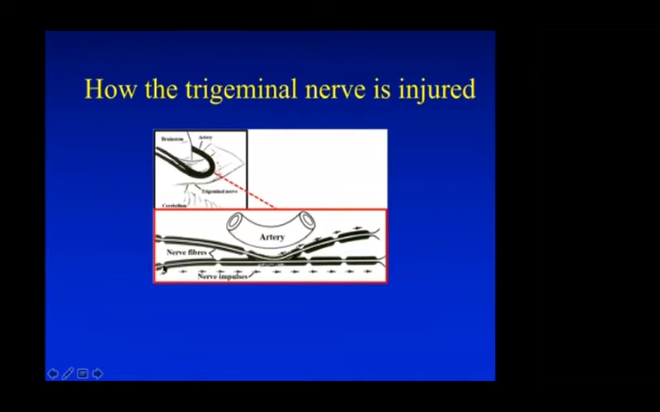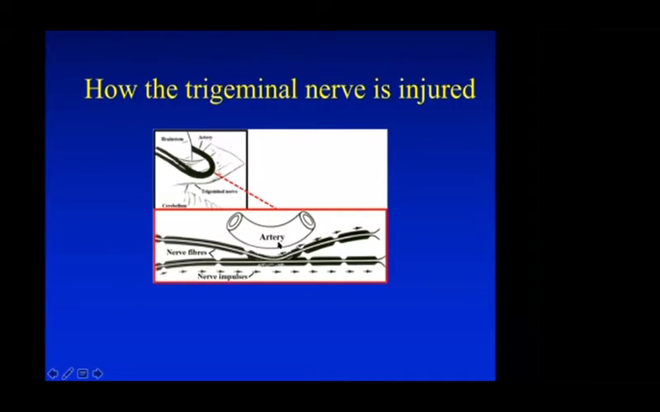So in a normal nerve, the nerve signals come down the nerve in the direction of this arrow here. So the signals come from the face to the brain, and that tells you when you're touching your face or you're eating, you can feel something.